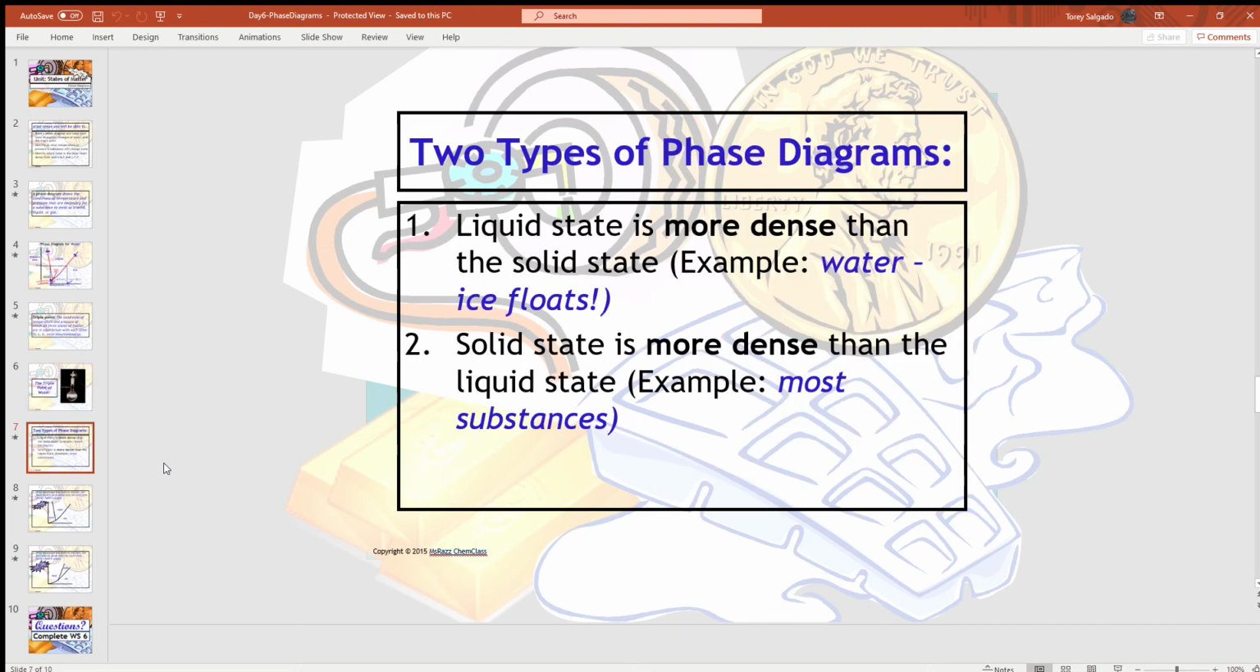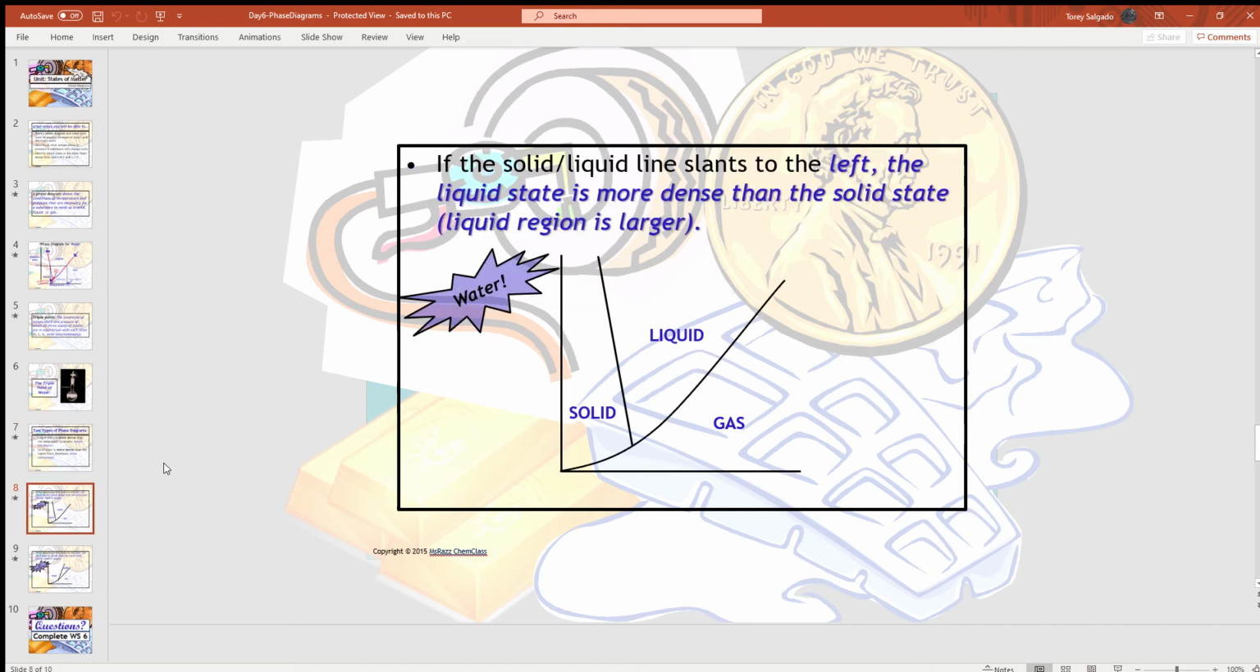So there's two types of phase diagrams. We have one where the liquid state is more dense than the solid state, and we have one where the solid state is more dense than the liquid state. So we're going to take a look at those.